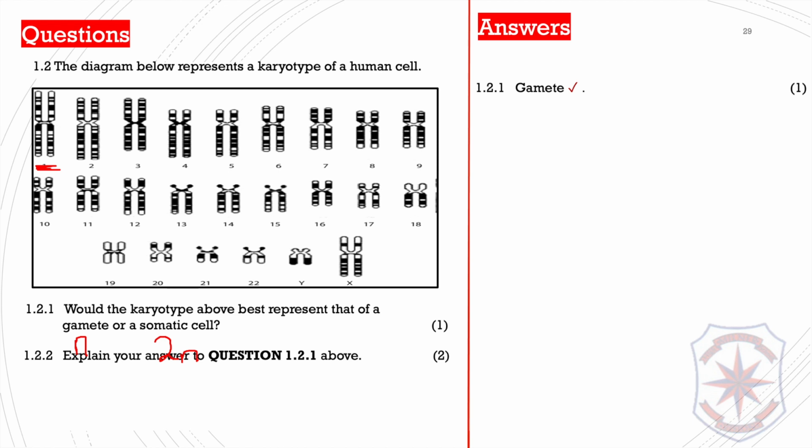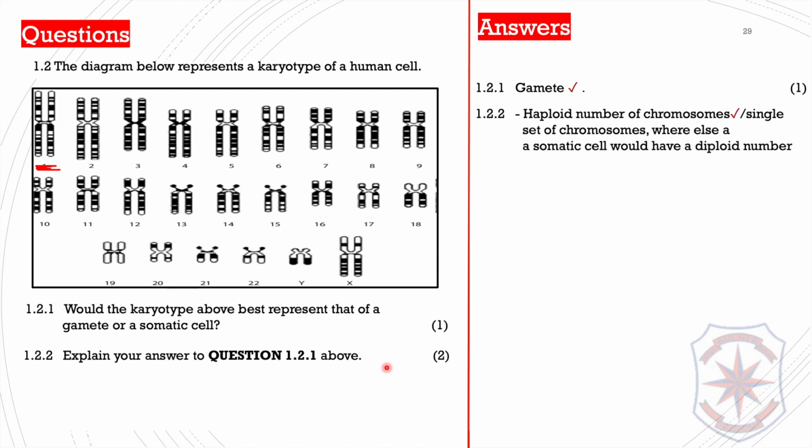The follow-up question to that is, explain your answer to question 1.2.1 above. Of course, you are required to provide a reason for your answer. So why do we say this karyotype represents a gamete? Firstly, your reason might be because it is haploid, or it contains a single set of chromosomes, whereas a somatic cell would have a diploid number of chromosomes, or 2 sets of chromosomes.